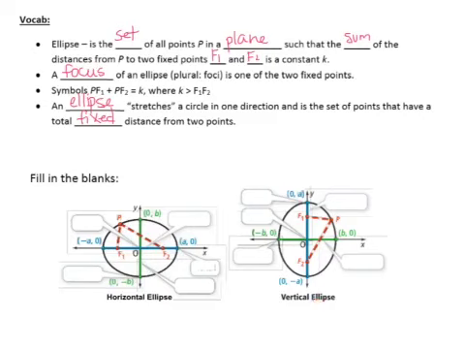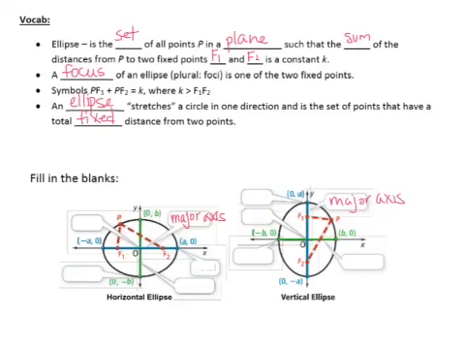So, we have a major axis, which is a segment that contains the foci and has its endpoints on the ellipse. So our foci are F1 and F2. So here's our major axis here. And our foci for the vertical ellipse are here and here. So here's our major axis. So we're going to go ahead and label these. So in this box I'm going to say major axis.